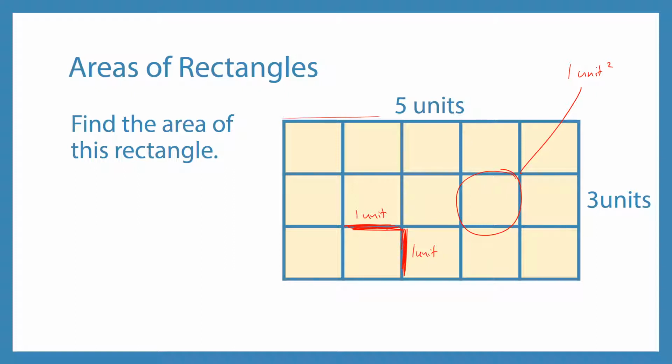Now, if we have 5 units along here and 3 down here, you can see from this diagram that we're going to have an area of 15 units squared. And you might recognize that if we did 5 times 3, we're going to get 15 units squared.